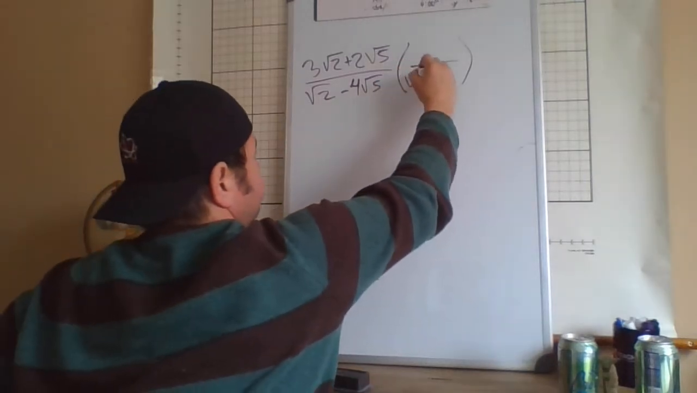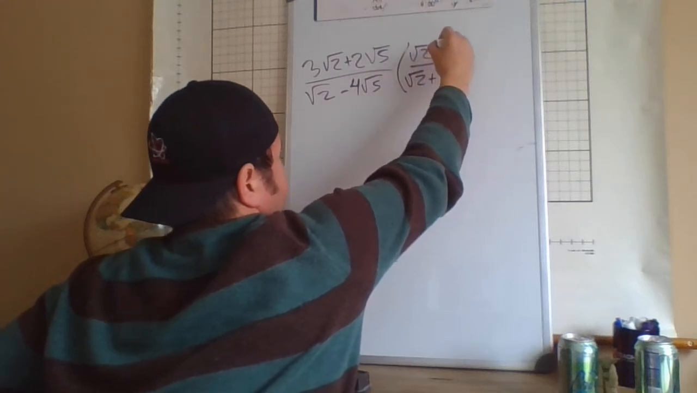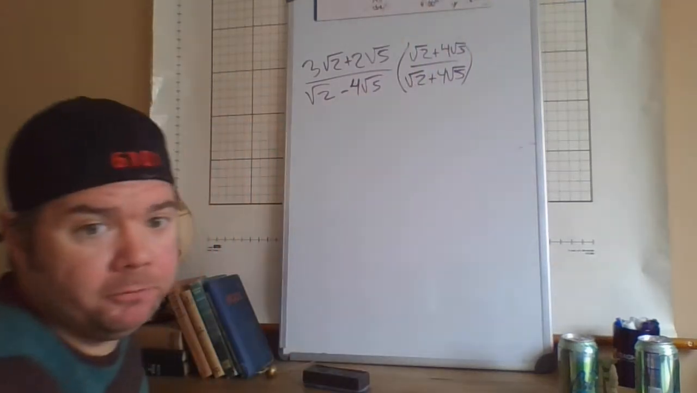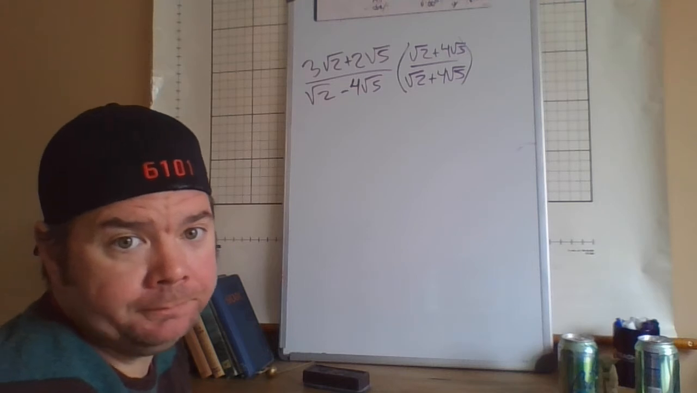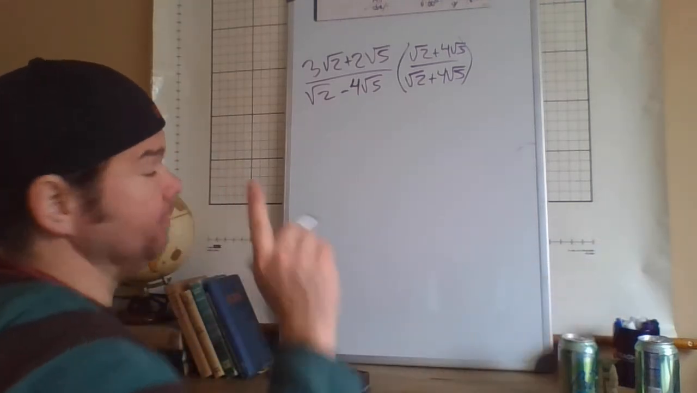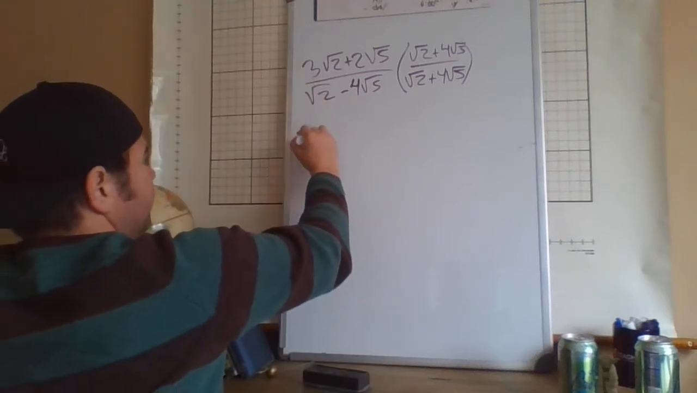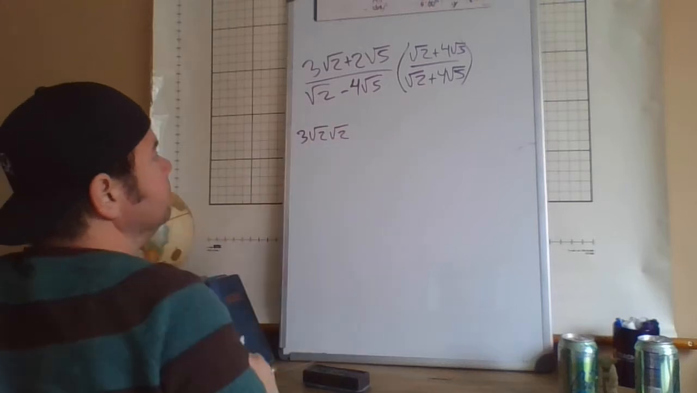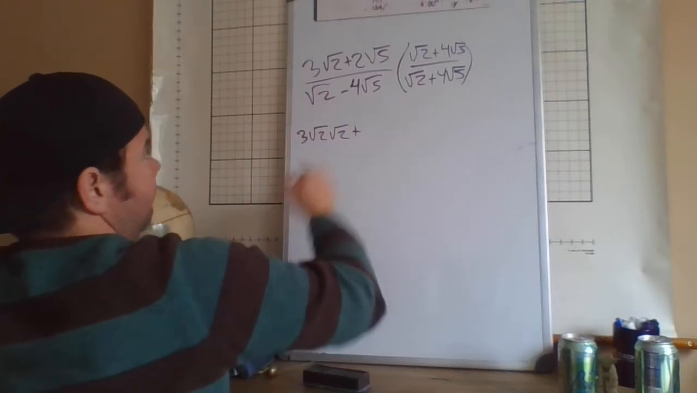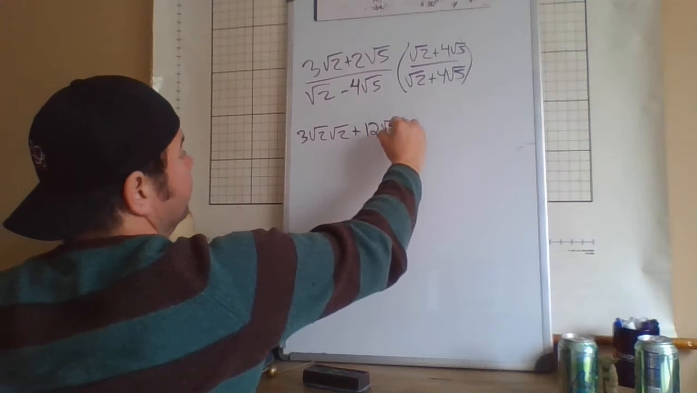The conjugate is that. Now I just need to FOIL. I'm going to be very careful here. Here we go. First, 3√2 times √2, plus outside, 12√10.